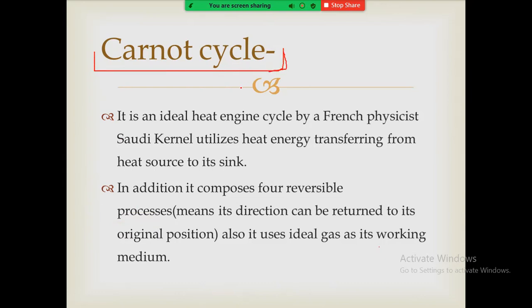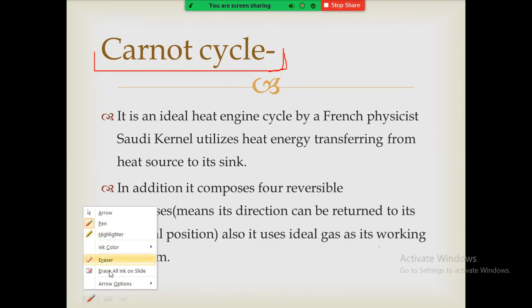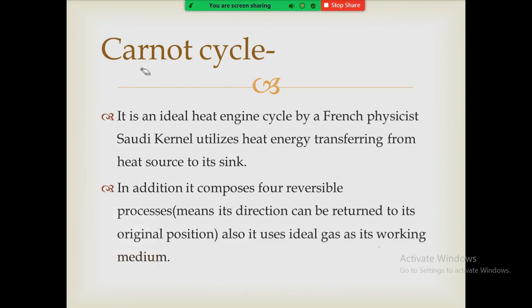So this is only an ideal system. Carnot cycle is the ideal system because everything has losses. So ideally, according to the Carnot cycle, it is possible, but in practice it is impossible to store all the energy without any losses.